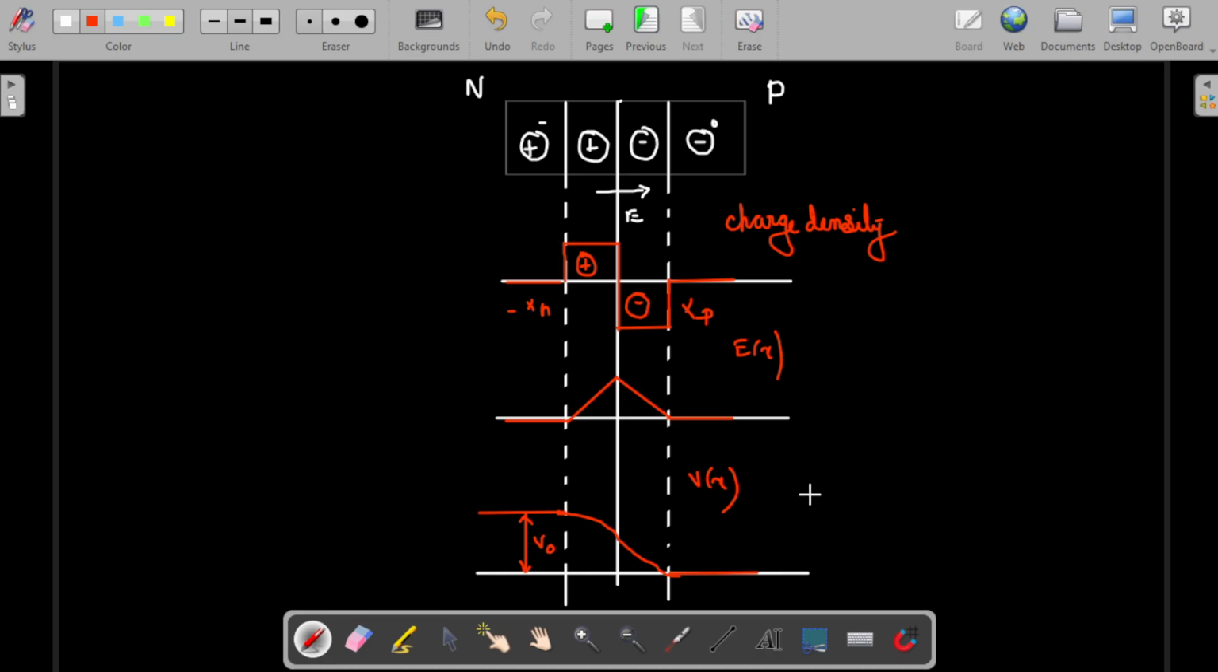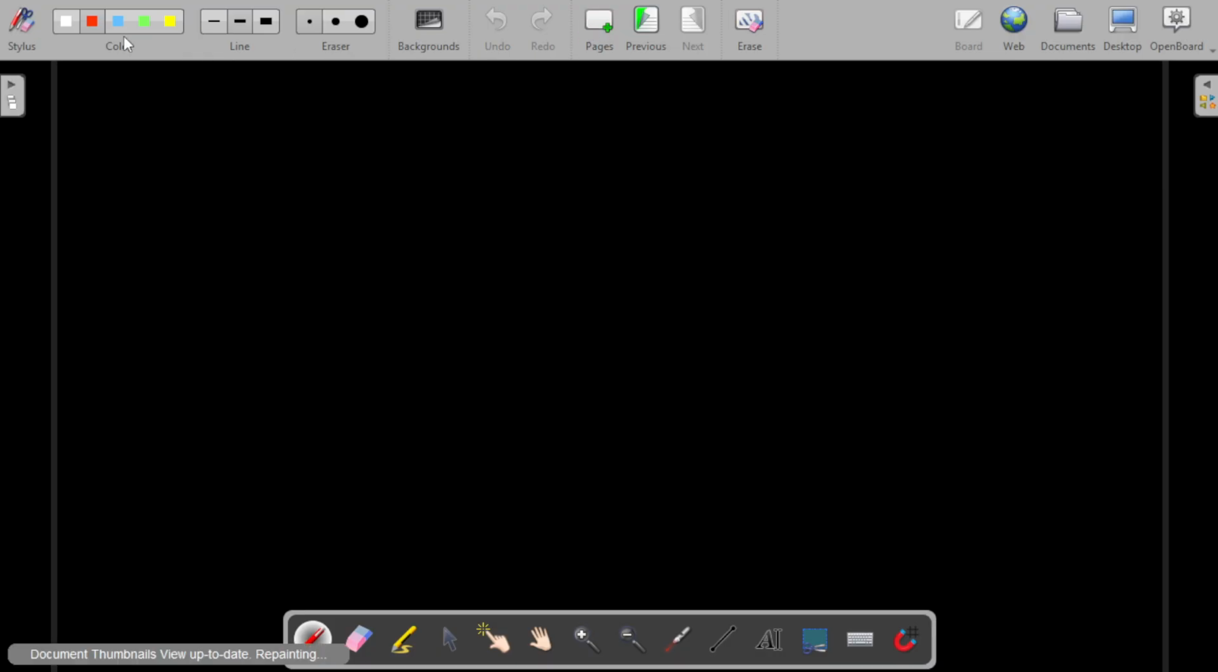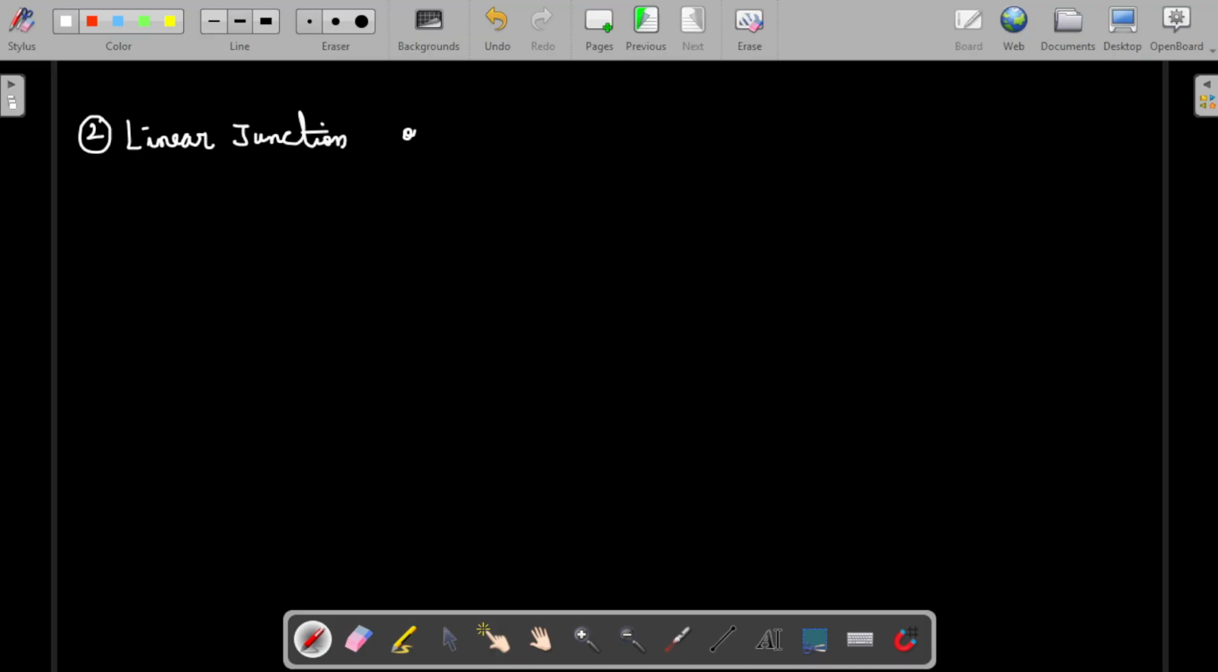This is all for the uniformly doped junction. The next thing of analysis is the linear junction or non-uniform junction. The same finding of electrical field, potential, everything we can do for non-uniform doping also, but this is not needed in many syllabuses. It is remote, so you can skip it. But for your understanding, I will let you know what the difference will be.